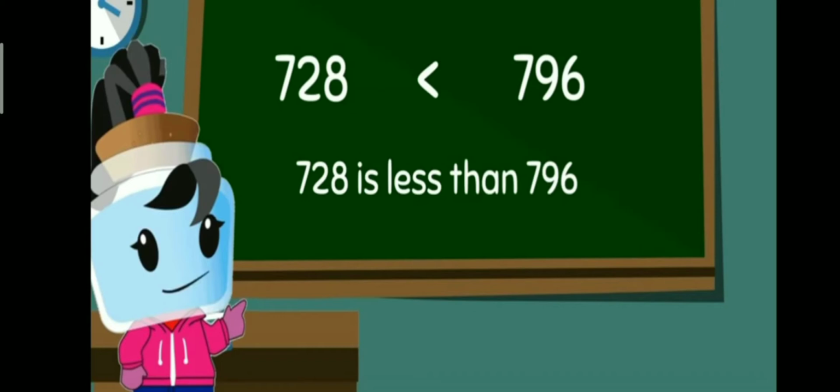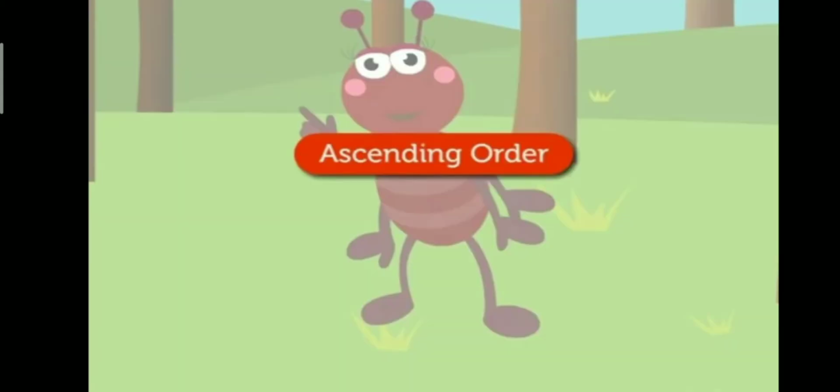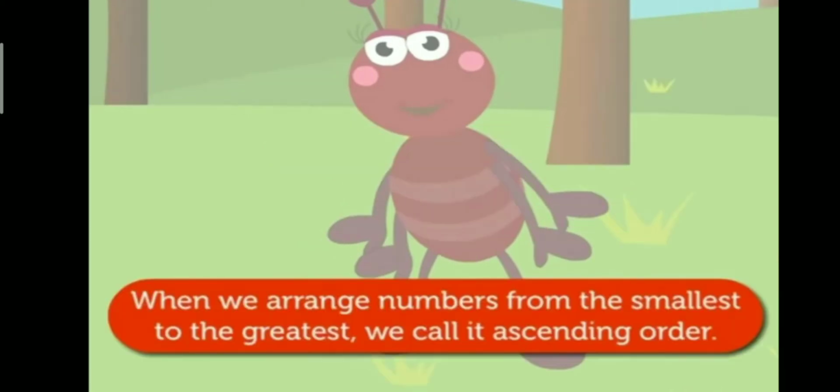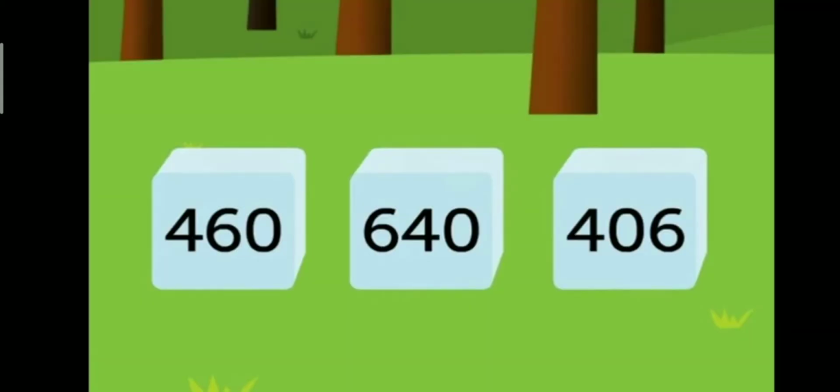Students, now let us understand how to arrange the numbers in ascending order and decreasing order. Ascending order. Students, when we arrange the numbers from the smallest to the greatest, we call it ascending order. Now, let us understand this with an example. Let us arrange the given numbers, that is 460, 640 and 406 in increasing order.